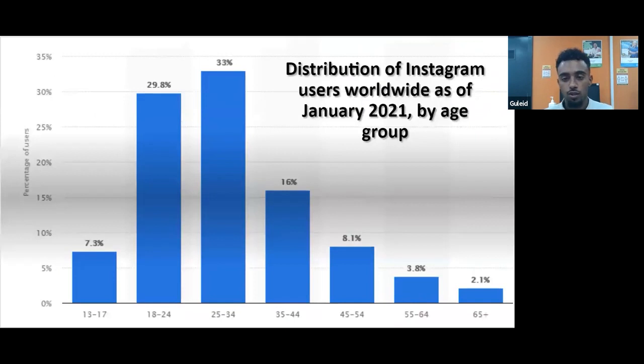Here is the percentage distribution of Instagram users by demographic. As I said, a large demographic, 33%, are 25 to 34-year-olds. The older demographic, 65 plus, don't tend to use Instagram much, although it is growing and more people are starting to use it. So this number will increase in years to come.